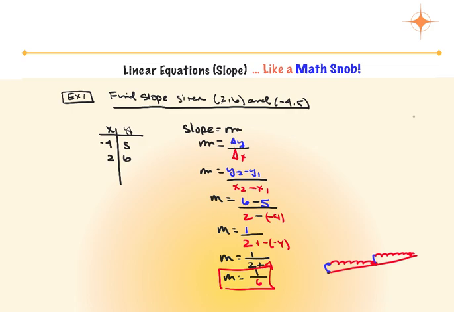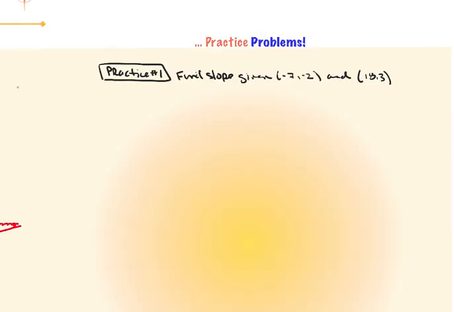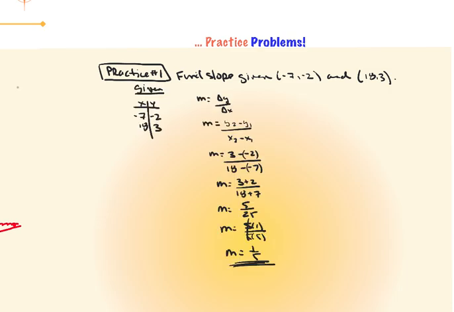All right, let's do a practice problem. Okay, here's your practice problem. Find slope. Go ahead, turn off the video, do your work, come back, see how you did. All right, I got a slope of 1/5. How did you do? Let's go to another example.